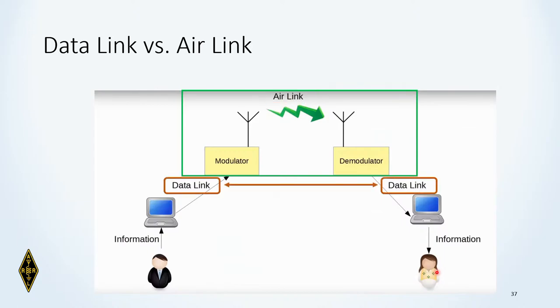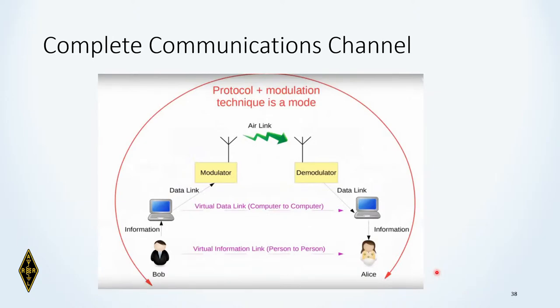Air link, data link, and then the people. And here we've got Bob and Alice again. Person to person. The data link is computer to computer. The air link is transmitter to receiver. Just some high-level concepts. It's the complete communications channel.